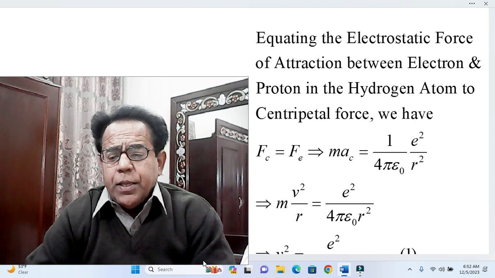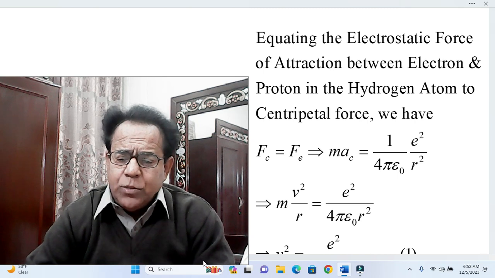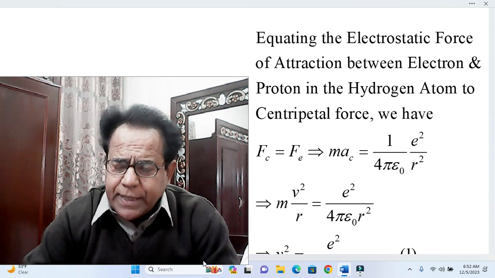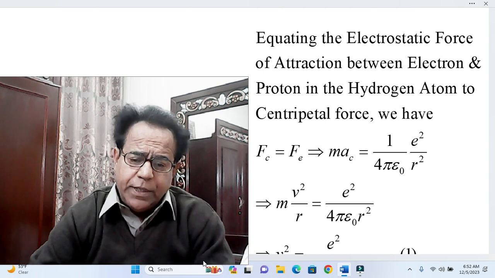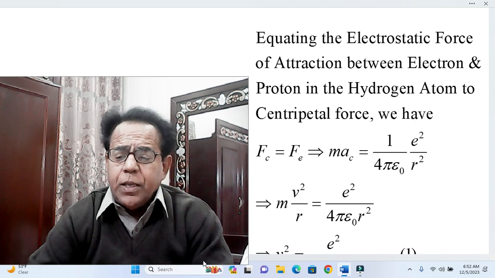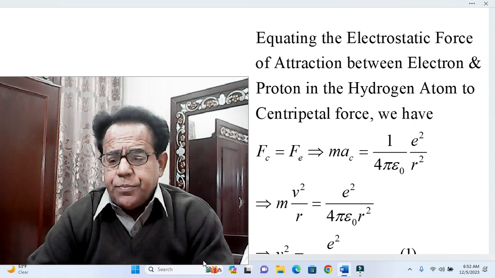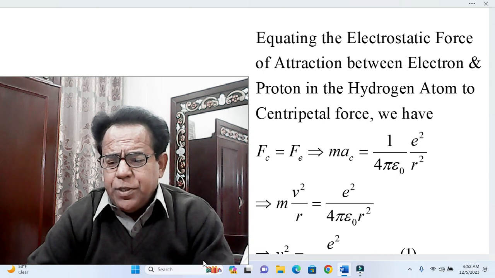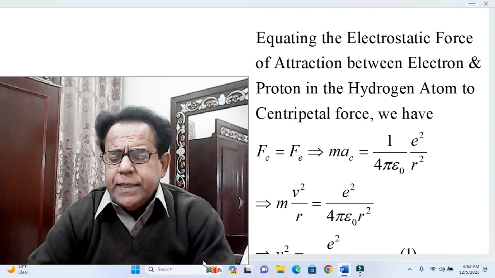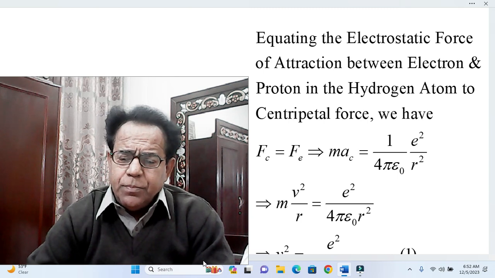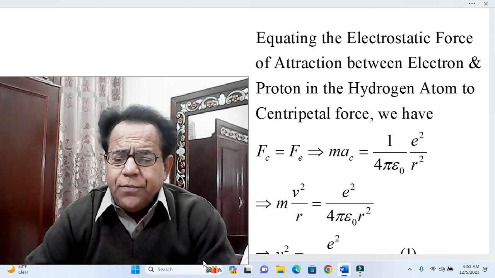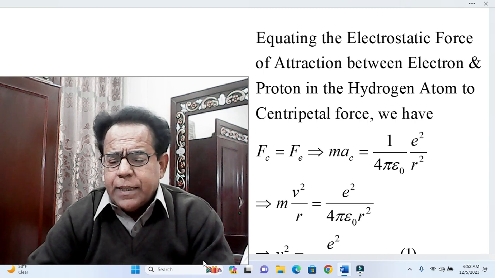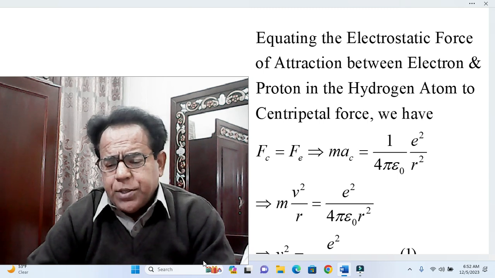Moreover, the electrostatic force F is equal to 1 over 4 pi epsilon naught times e squared over r squared. Dear students, this is governed by Coulomb's law. Sometimes we use q1 q2 in place of e squared. And 1 over 4 pi epsilon naught is a constant of proportionality.